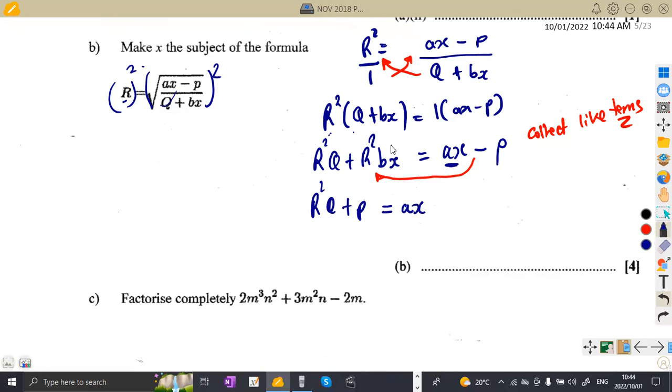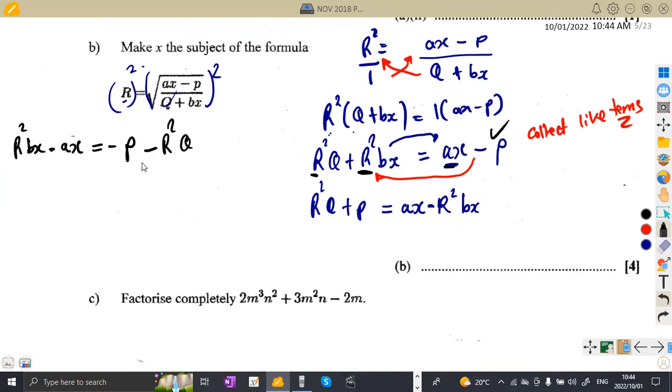So if I transpose r squared bx to this side, it is going to be a minus. So this one will be a minus r squared bx. Take note, guys, you could have transposed it this way. You could have remained with r squared bx on this side, then transpose this ax to this side, it was going to be minus ax, which is equal to, already here, you are having negative p. You transpose the r squared q to that side, so it's going to be minus r squared q. This was another way, or you could have done it this way. So it's up to you guys.